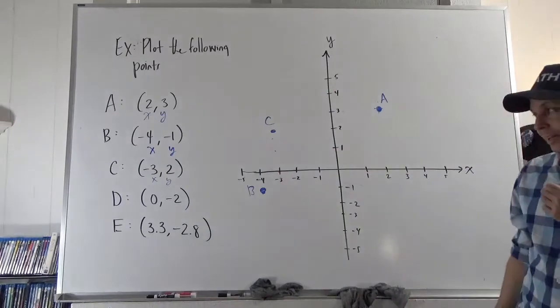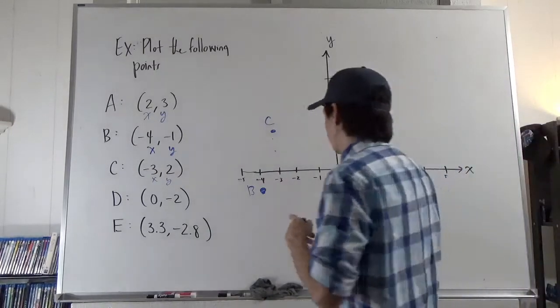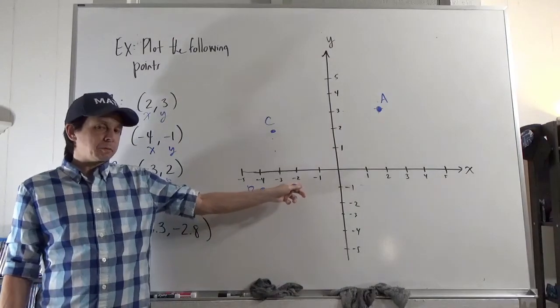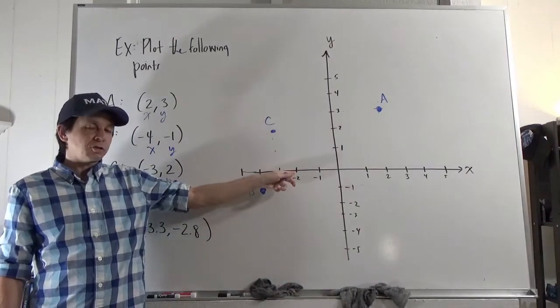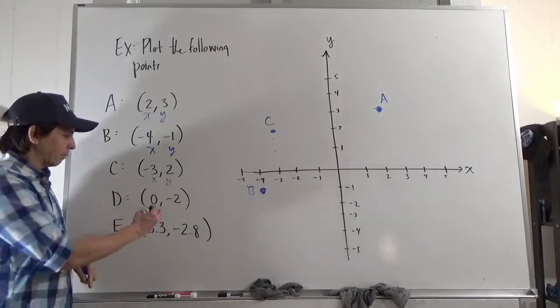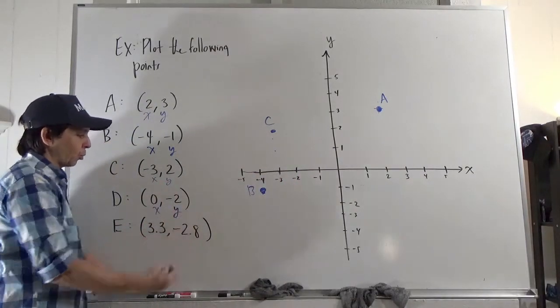And then D, like I said, where is (0, -2)? Sometimes people, I mentioned people get this one wrong a lot. Sometimes people put it right there on the x-axis. That is not correct. That would be an x coordinate of -2, and I have an x coordinate of 0 and a y coordinate of -2.